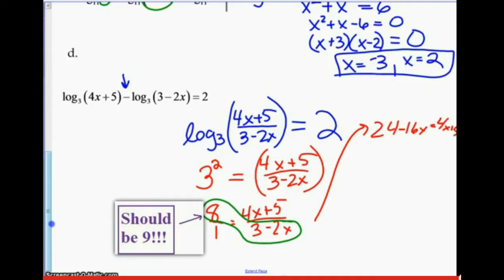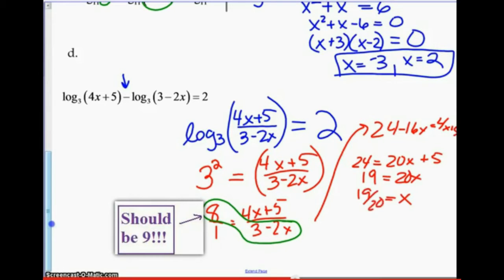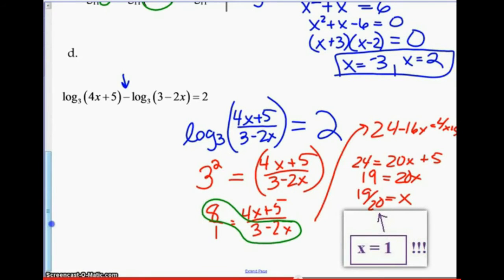So if I added 16 to both sides, I'd get 20x here plus 5. If I subtracted 5 from both sides, I'd get 19 equals 20x. And then if I divide both sides by 20, x would equal 19/20. All right. So I'm trying to decide if I have everything correct. Add the 16, 20. Yep, I'm doing fine. 4x plus 5. All right.